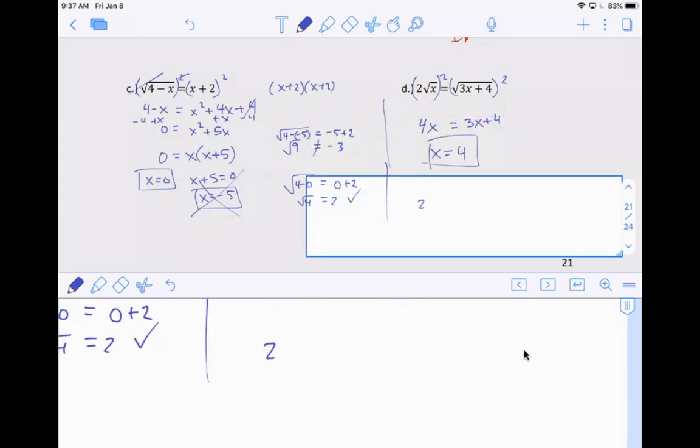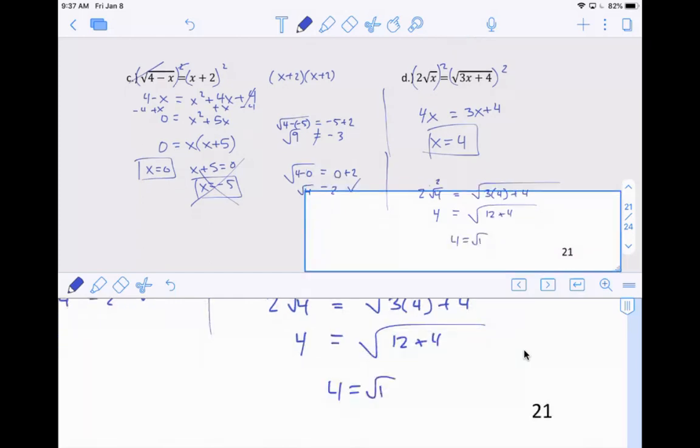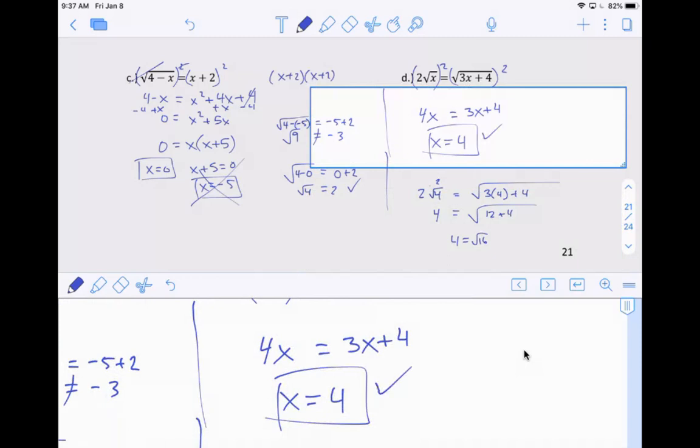And then 2 times the square root of 4 is equal to, hopefully, 3 times 4 plus 4. This would be 4, because 2 times 2 is 4. Here, I've got 12 plus 4 is 16, and 4 is, in fact, the square root of 16. So that one is fine.